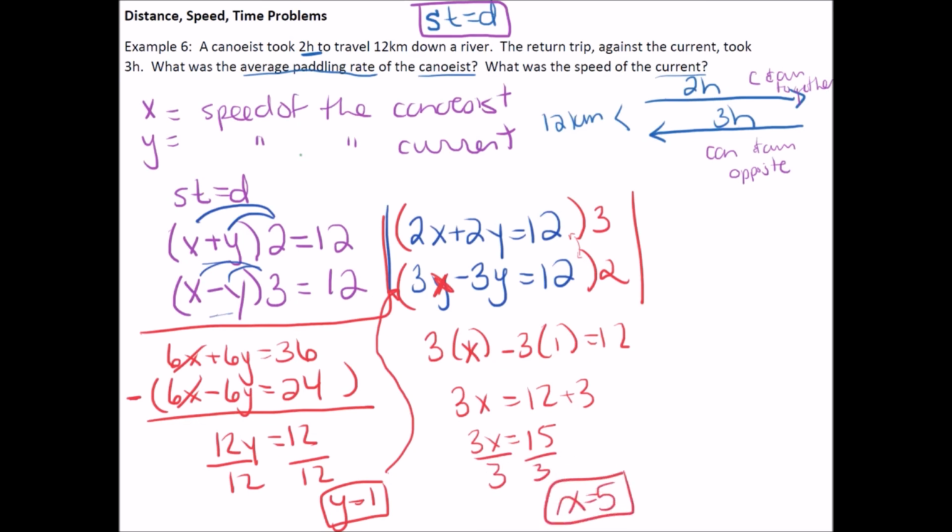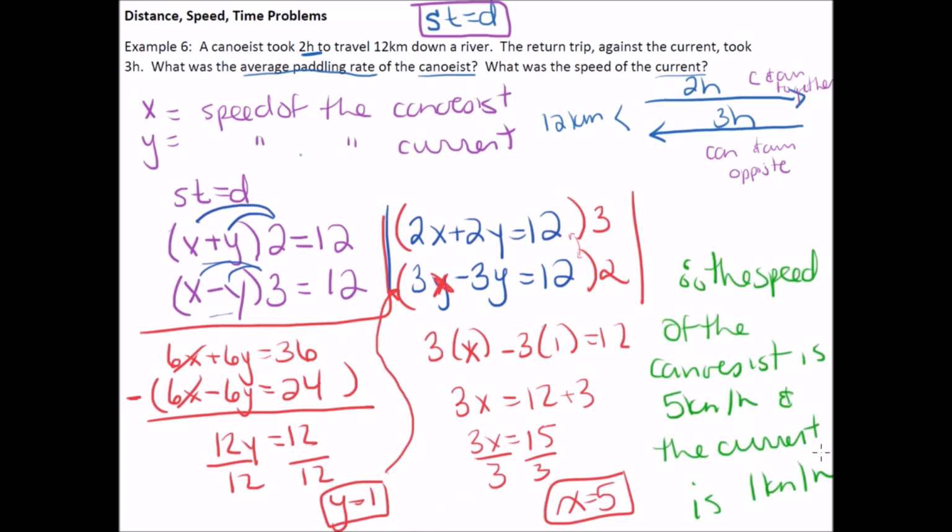So therefore, the speed of the canoeist is 5 kilometers per hour, and the speed of the current is 1 kilometer per hour.